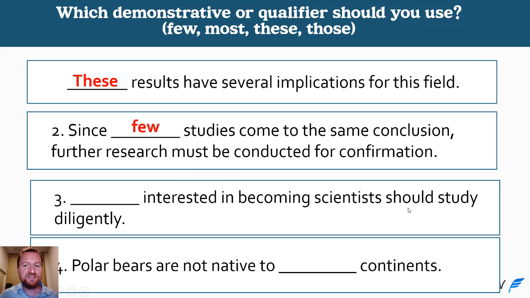Three: those interested in becoming scientists should study diligently. Which one? Most or those can be used as a noun. It is those. Those people who are interested. Those interested. Four: polar bears are not native to most continents. So we can make a lot of mistakes with these demonstratives and qualifiers as well. So finding them when you're editing your own work or giving them to an editor can help you become better at identifying these and making fewer mistakes.